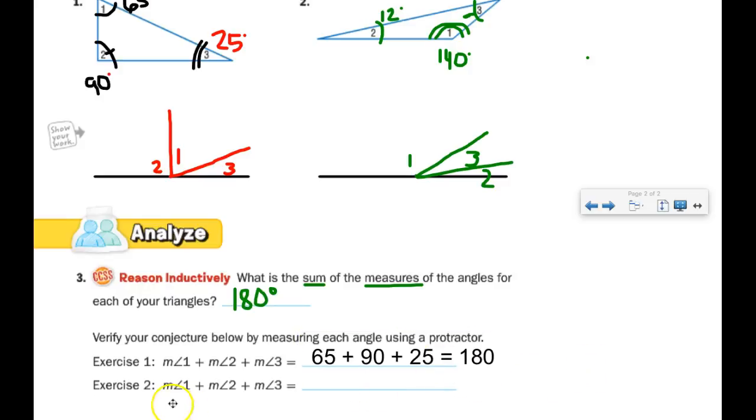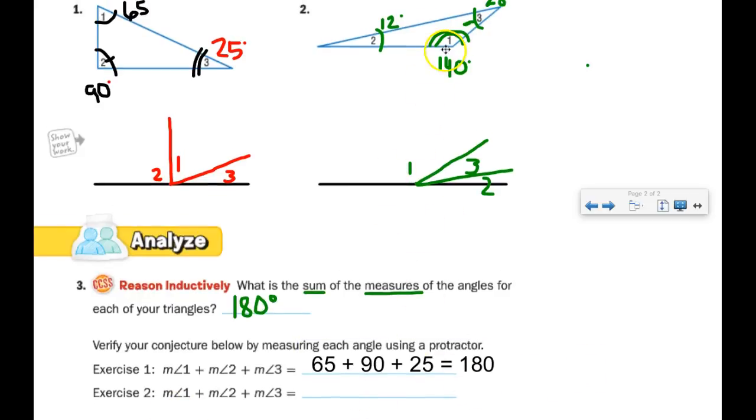Okay, we're going to do the same thing for this. Angle 1 was 140, angle 2 is 12, and angle 3 was 28. So we're going to go ahead and put that in the same order.